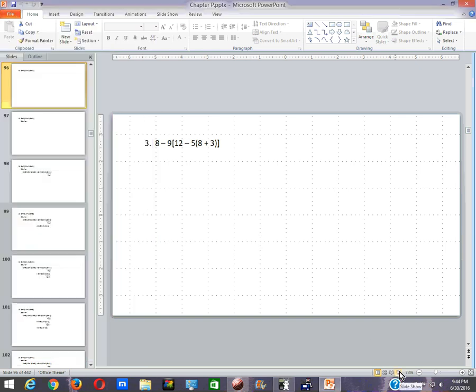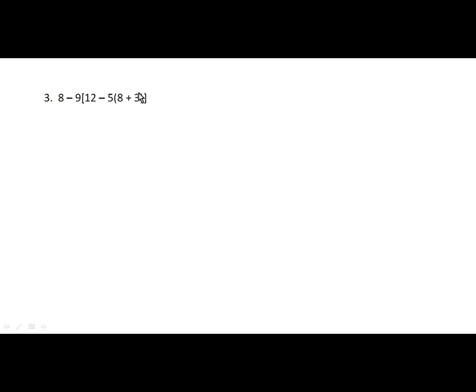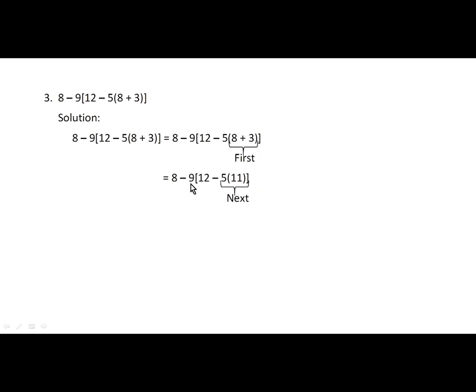Let's see what happens if we do it by hand. Now I've got parentheses inside of the brackets, so I do the 8 plus 3 first. All this other stuff just kind of tags along. So I'm going to have 8 minus 9 times 12 minus 5 times 11. As I work my way out of the parentheses, I see this multiplication, so I'll do that next. So I'm going to have 8 minus 9 times 12 minus 55.